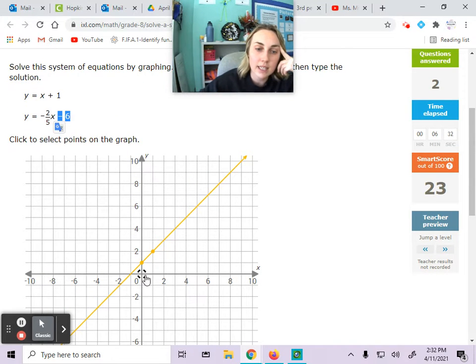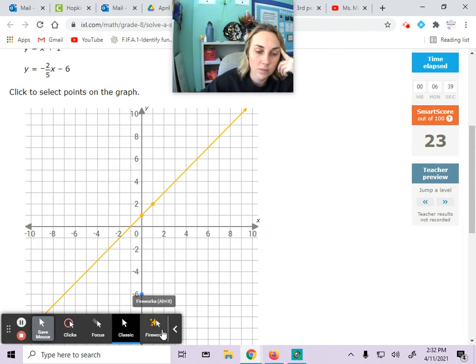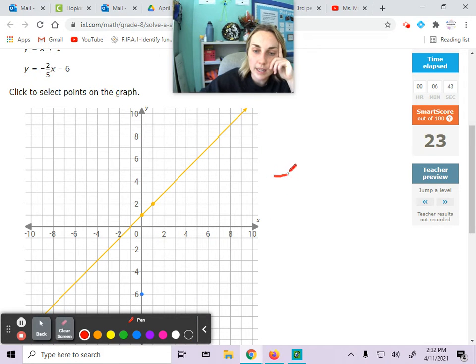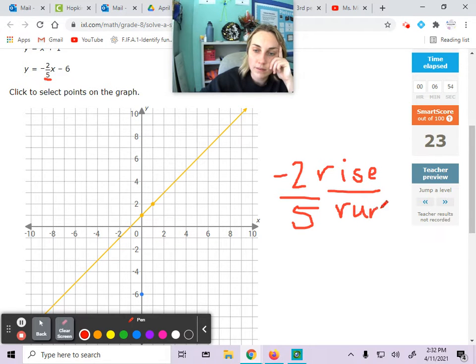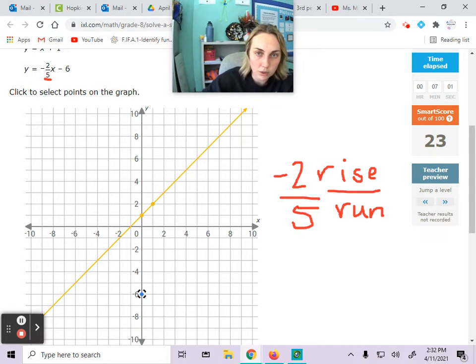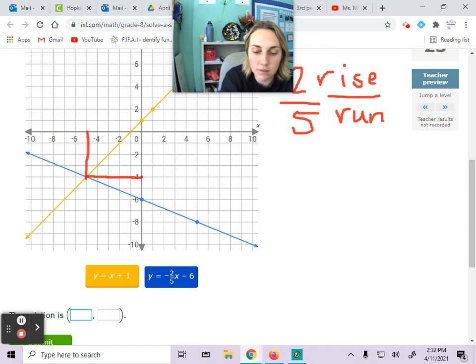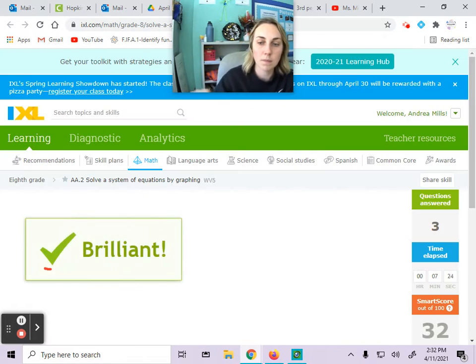Now I'm going to graph the second line. My y-intercept is -6, so on the y-axis, I'm going to go down to -6. And then my slope is -2 over 5. It's right here. So I'm going to rise -2 times, and I'm going to run 5 times. So I'm going to go down 2 times, because when you're rising a negative, you go down. And then I'm going to run 5 times. So 1, 2, 3, 4, 5. And they meet right here. Right there on the x-axis, it is at -5. On the y-axis, it's at -4. So the ordered pair is -5, -4. That's the solution.